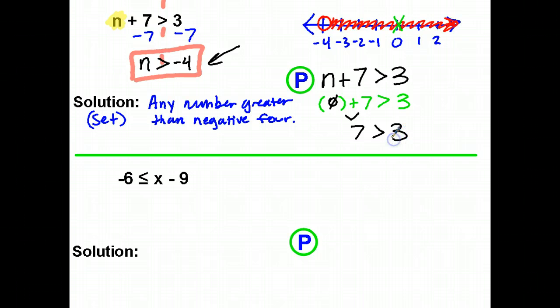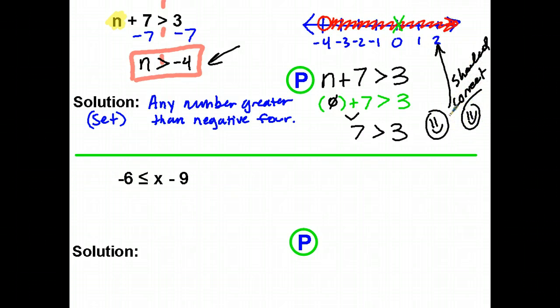7 is greater than 3. Think about it for a second, say, sure, that's true. Then I know that I shaded in the correct direction. So that means I shaded correct, which means that my solution is great. So please remember that you're picking a point out of that shaded area, not picking the point that you start with.